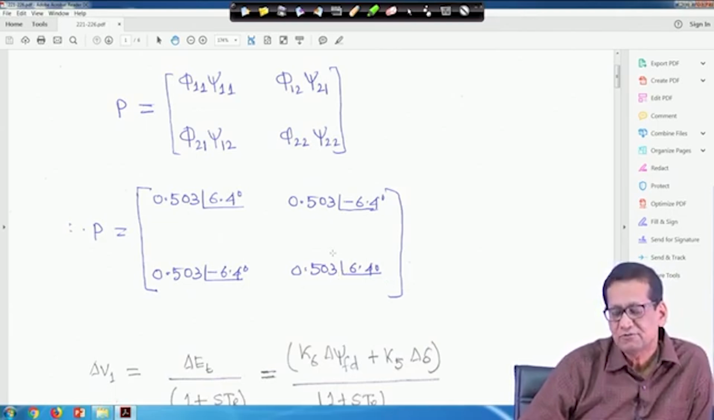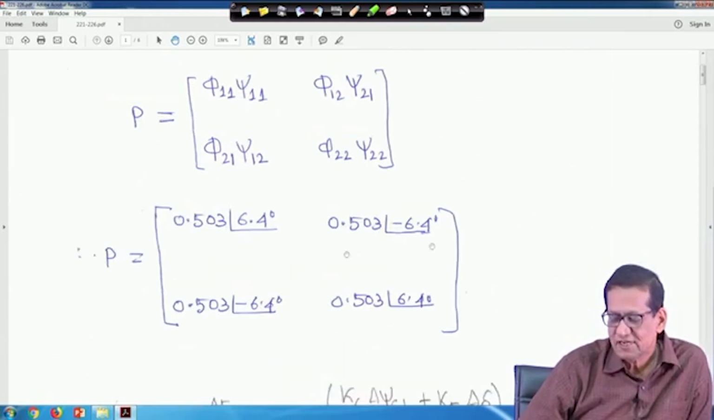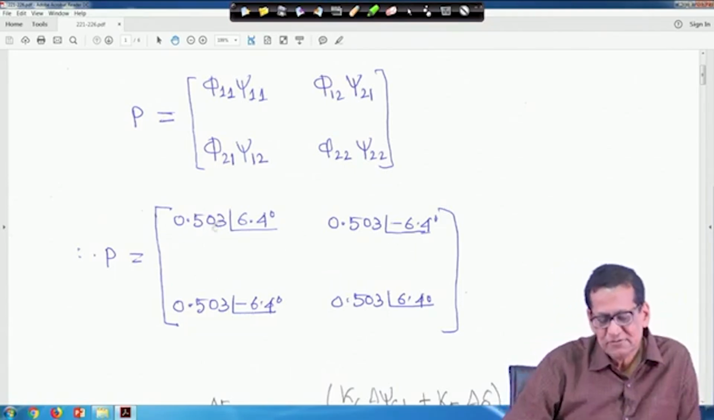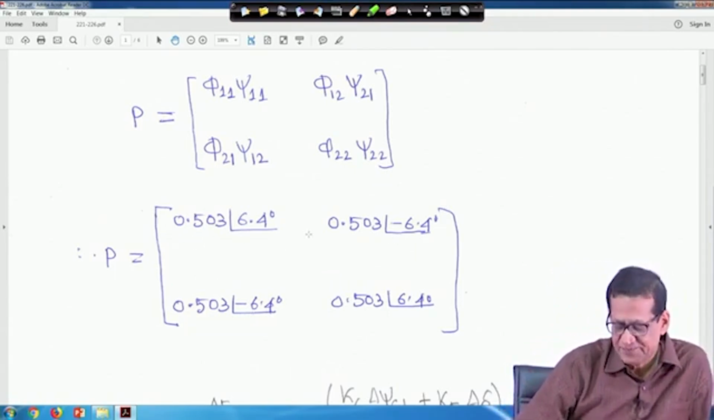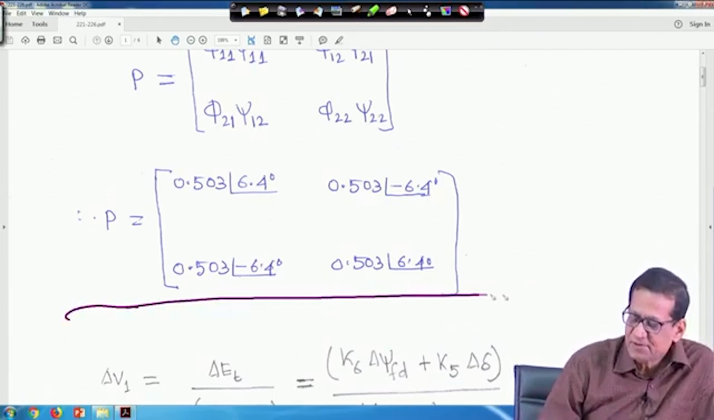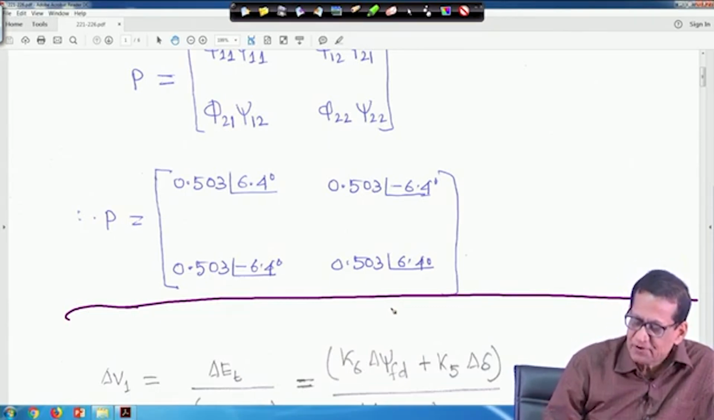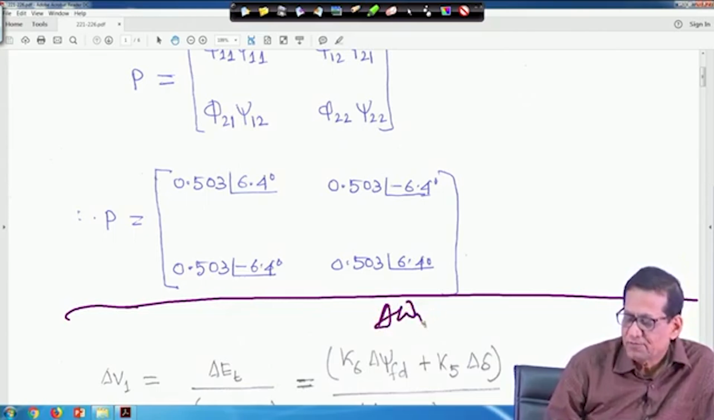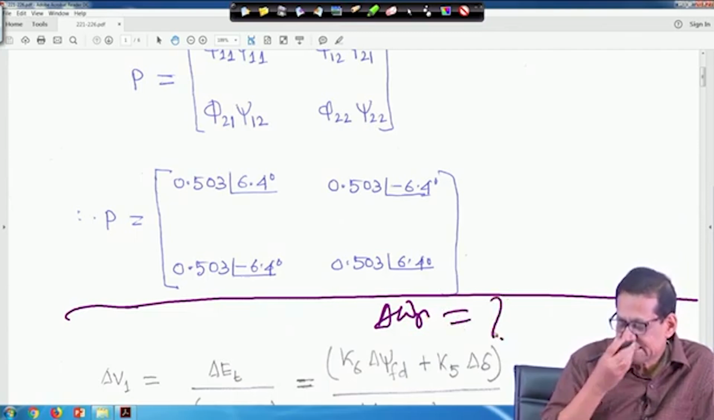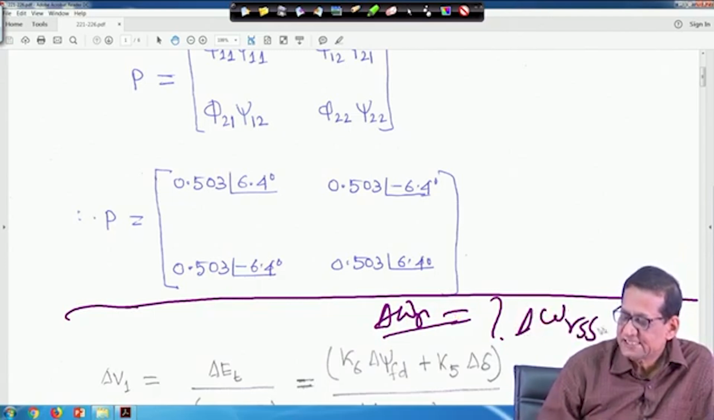This is a simple 2 into 2 matrix, later we will take a 3 into 3. Looking at this, delta omega r and delta delta have equal participation, which are all 0.503. Now, up to this participation factor, we will come to the participation factor again, but before that, one interesting thing we will try to see: what will be the steady state value of delta omega r? That is delta omega r SS.